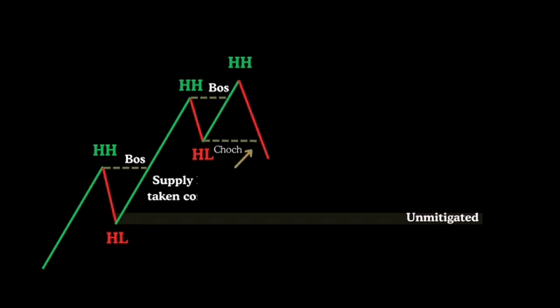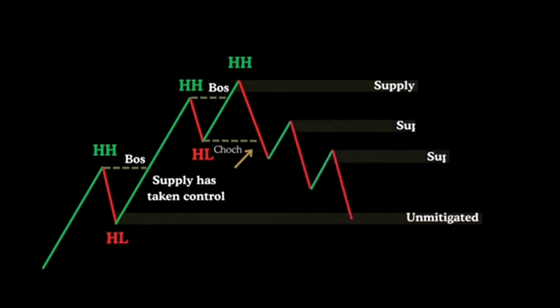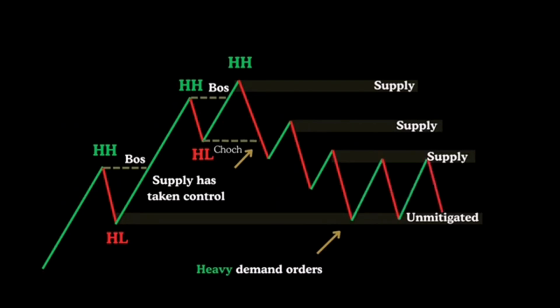First, supply has overtaken demand, and second, a legitimate supply zone has been created. Price then begins to decline, forming new supply zones, until it encounters the next unmitigated demand area. At this stage, a tug-of-war emerges between supply and demand, often resulting in consolidation and a ranging market between the two levels. A breakout from either zone reveals which side gains control.